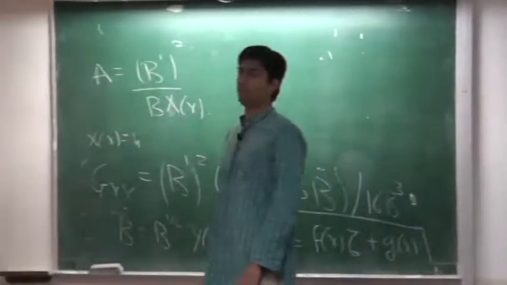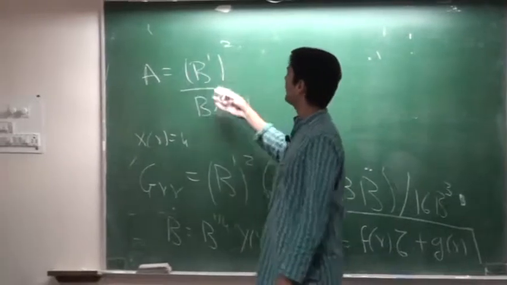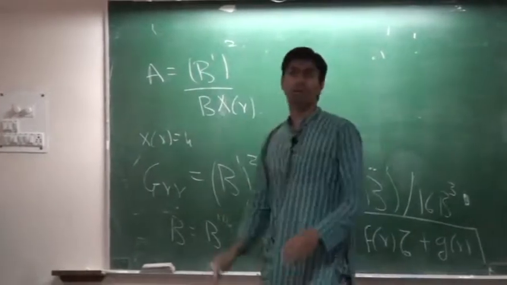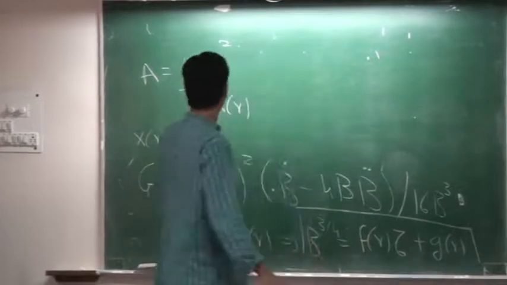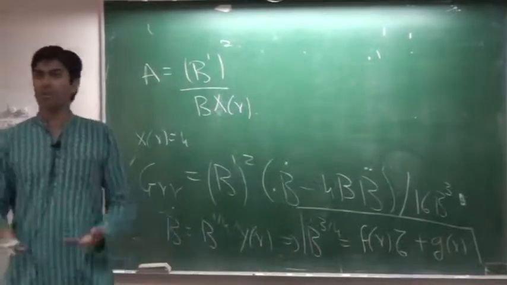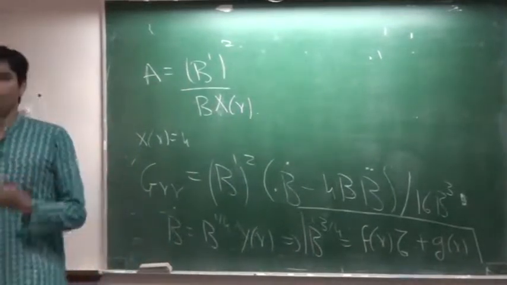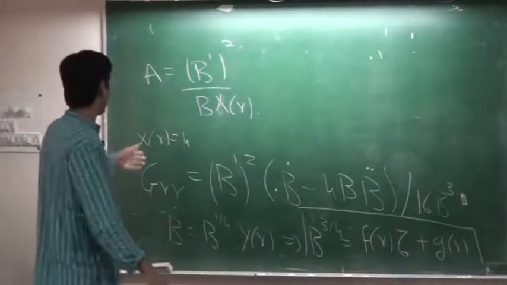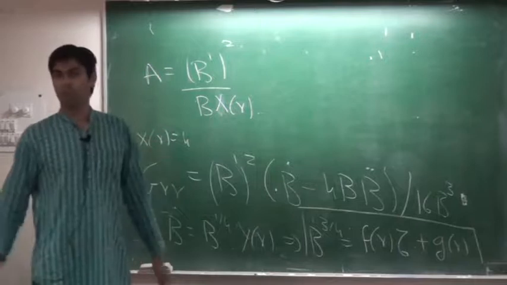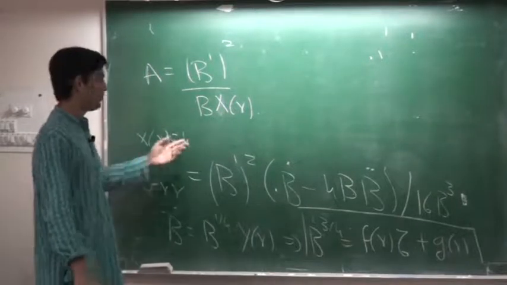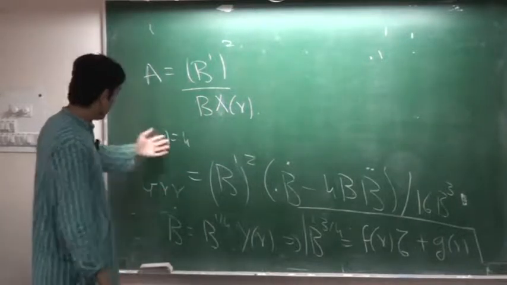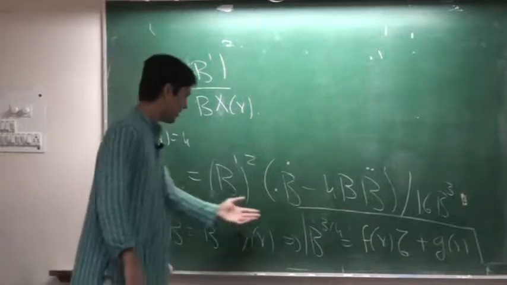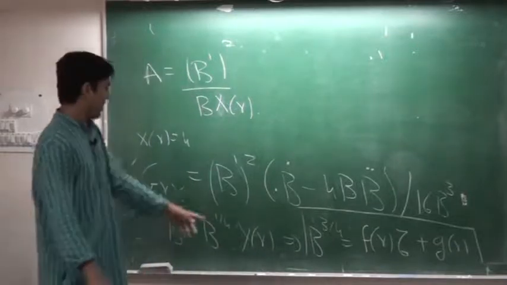There's a general solution, which is, A is given by B prime square by B into x of r. Then we made a specific choice, which is x of r equal to 4. There's no reason for you to like this choice right now, but I'm saying that it will make things a little easier in hindsight. But it's not a unique choice. You can make other choices and find more general solutions. We only want to find one solution, so we chose x of r equal to 4. With this choice, you get this for the GRR component.